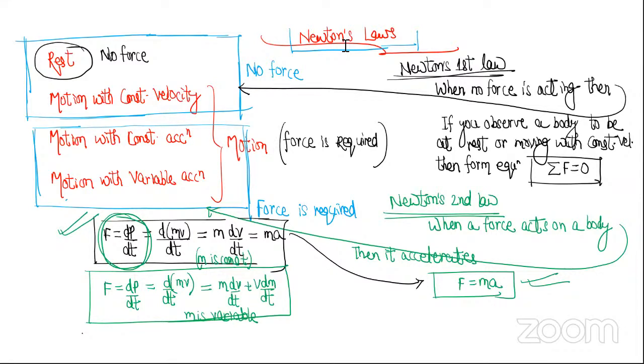Understood? Yes, sir. dv by dt does not mean variable acceleration. dv by dt means acceleration. Now that acceleration can be constant, acceleration can be variable, depending on how the velocity is changing. Is the velocity changing equal amount in equal time or different amount in equal time? Got it? Yes, sir.